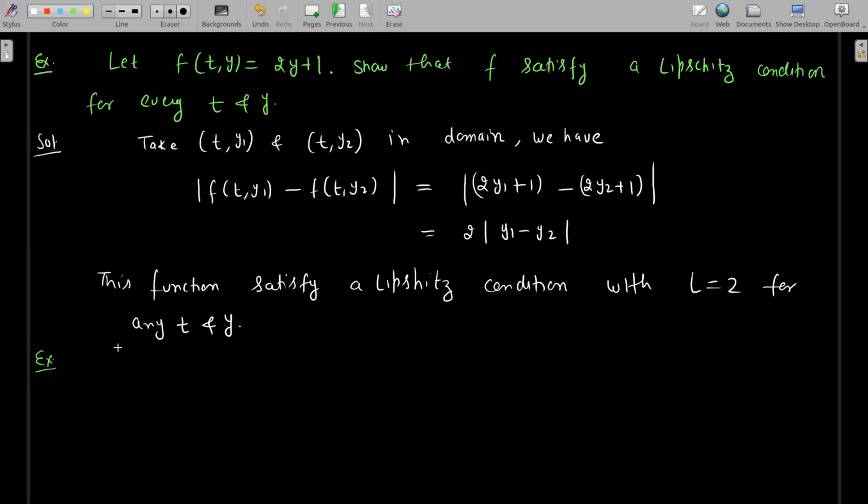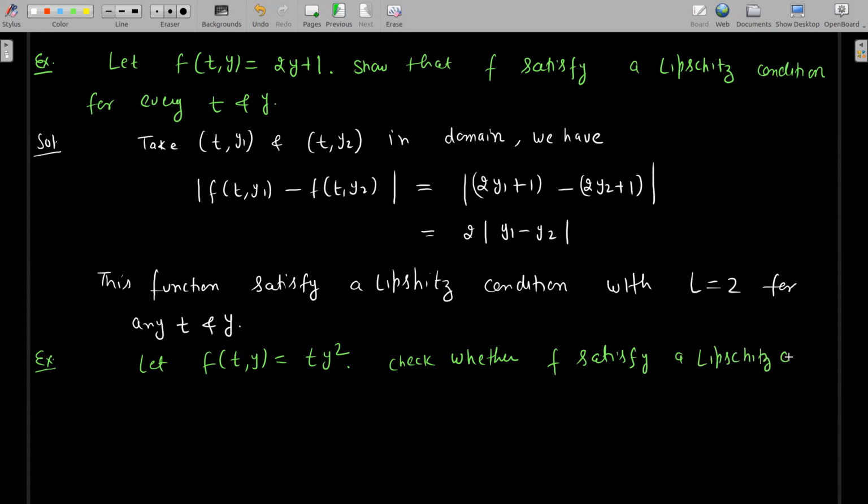Let us take one more example. In the previous example, you can see there is no condition on t, no condition on y, so you can say for any t and y. But in some examples, you may have some conditions. For example, let us take f(t,y) equals t y square. Check whether f satisfies a Lipschitz condition in R2.